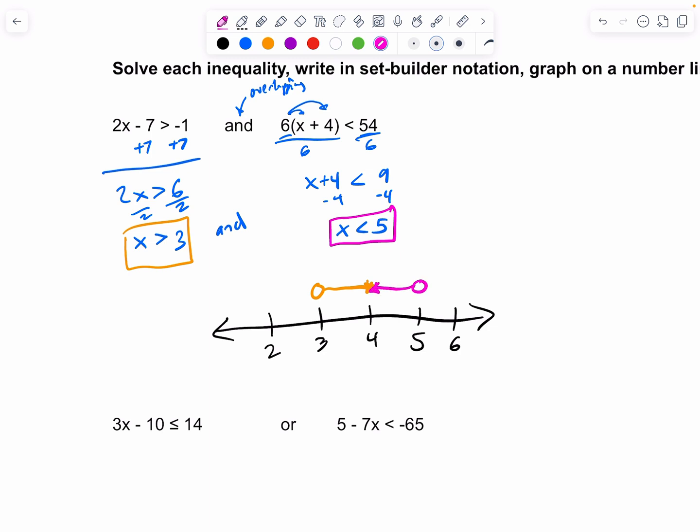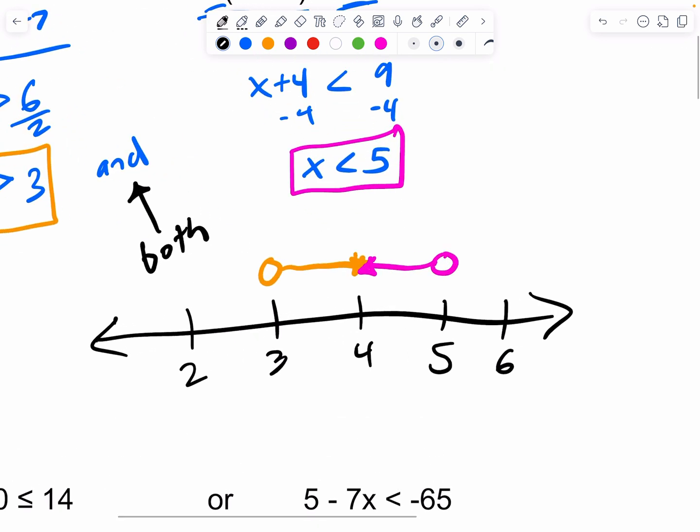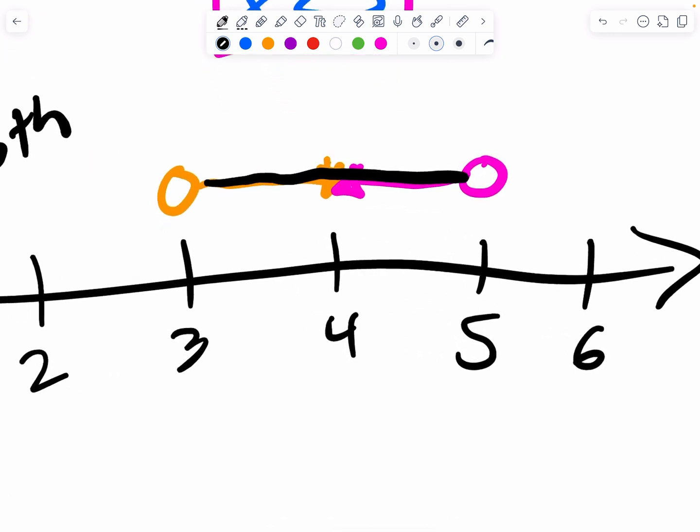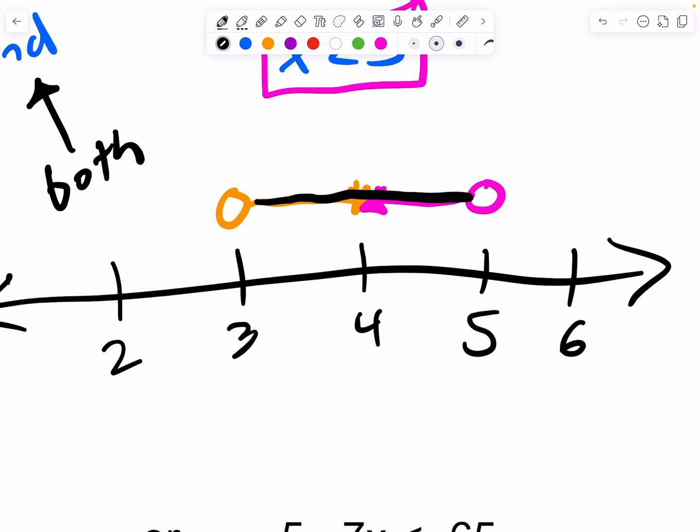And we want to know what applies to both of these, right? So this is what it would look like. You don't need those arrows in the middle. It could just be a straight line. But any number in between 3 and 5 would work.